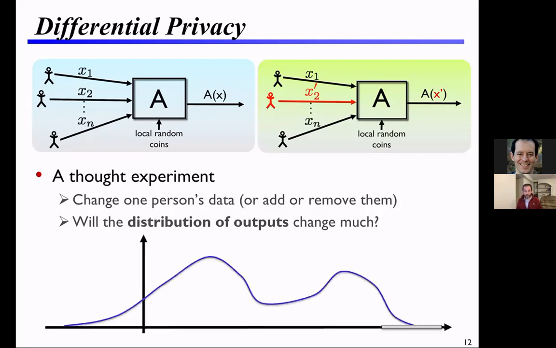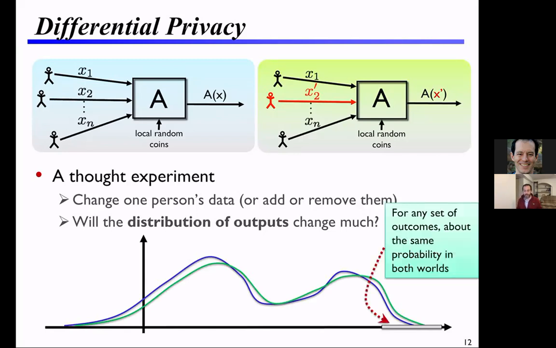So in the blue world, there's some distribution on outputs. It's a probability distribution because the algorithm is randomized. And then there's some other probability distribution on outputs in the green world. And the idea is we'll ask that for any possible set of outcomes of these two random variables, A of x and A of x prime, the probability of that set of outcomes should be about the same.